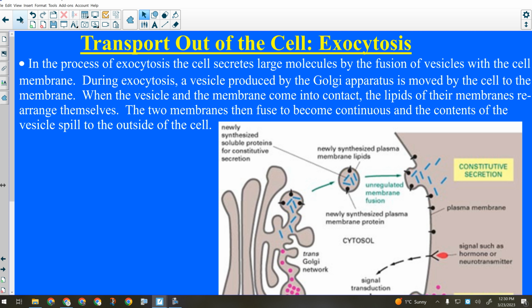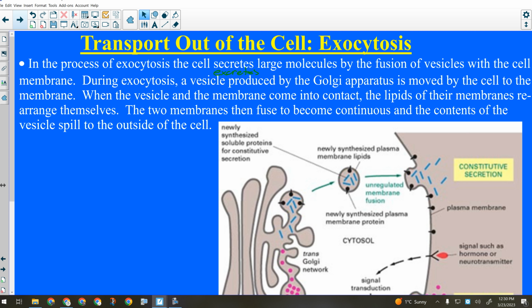All right, so transport out of the cell we call exocytosis. Remember I said when you're giving me the function of the cell membrane, I wanted two words, endocytosis and exocytosis. That's what the membrane does. In exocytosis, the cell secretes, or we could also say excretes if it was waste, large molecules by having the vesicles, those little bubbles we talked about with the Golgi, merge with the membrane and then pop outwards. That's how exocytosis works.